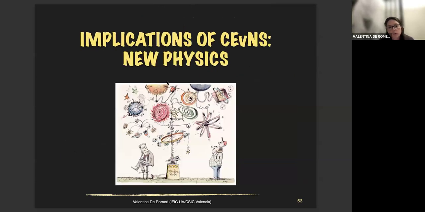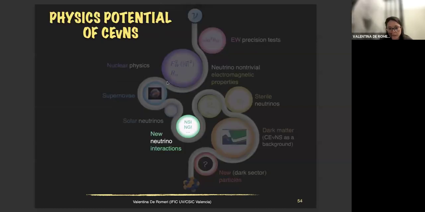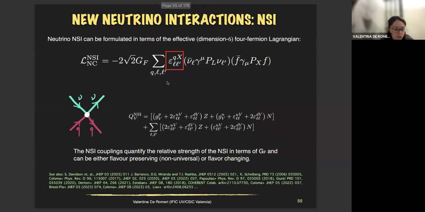Okay, now let me instead move to other possible implications of CEvNS concerning new physics. In particular, let me start with the new neutrino interactions. So we know that when we discuss some neutrino models that want to accommodate neutrino masses, for instance, often we deal with the introduction of some new interactions. And let's say one of the most studied ones are neutrino non-standard interactions, which are formulated in terms of an effective four-fermion Lagrangian, shown in this expression here.